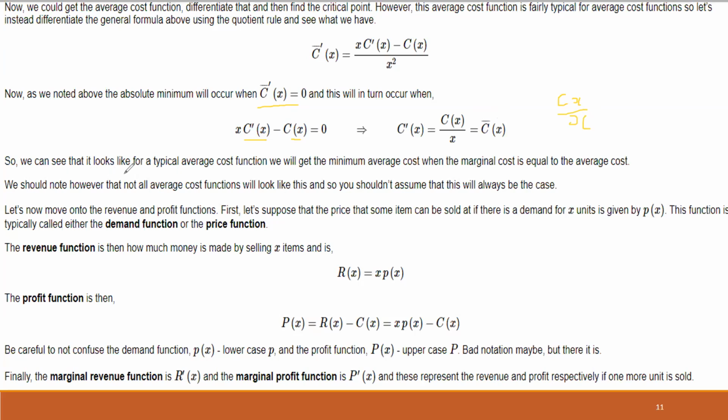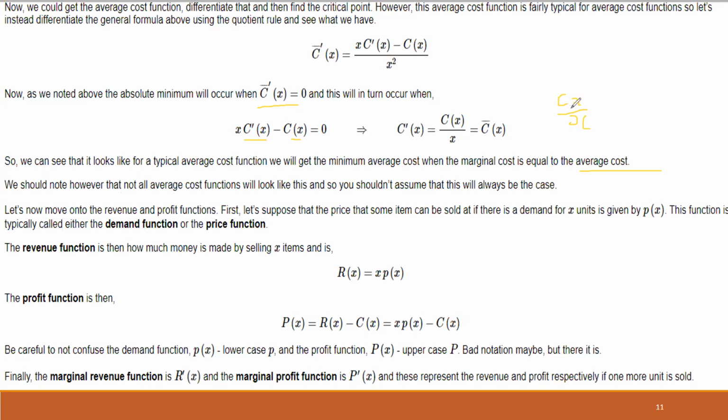So we can see that for a typical average cost function, you'll get the minimum average cost when the marginal cost is equal to the average cost. We should note, however, that not all average cost functions will look like this. So you shouldn't assume that this will always be the case.